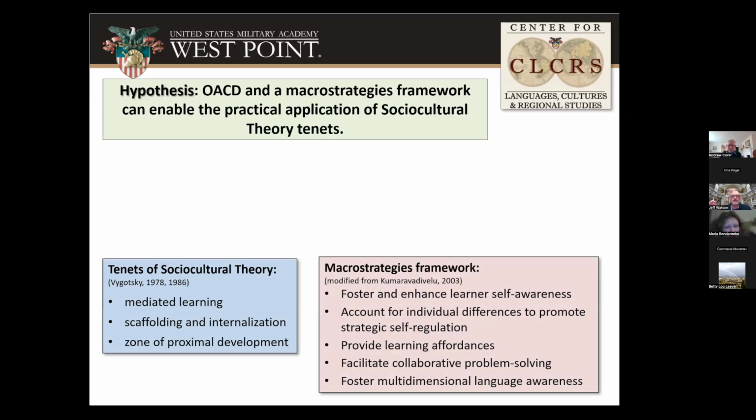So I chose the macro strategies framework, and I modified Kumaravedavelu's framework into these 5 areas: foster and enhance learner self-awareness, account for individual differences, promoting strategic self-regulation, learning affordances, collaborative problem solving, and fostering multidimensional language awareness. I will revisit that framework at the end when I discuss the results of the program.